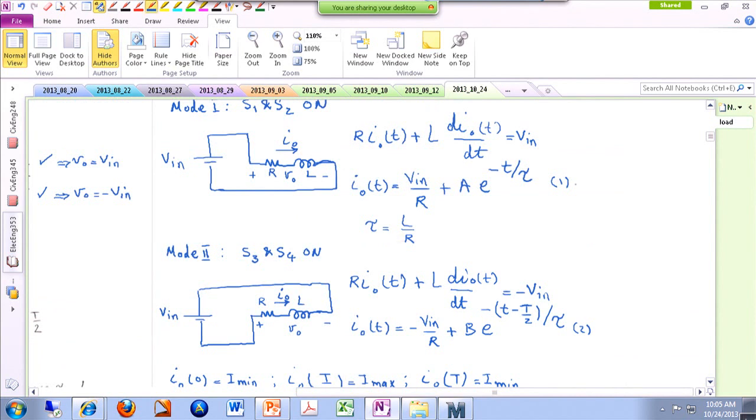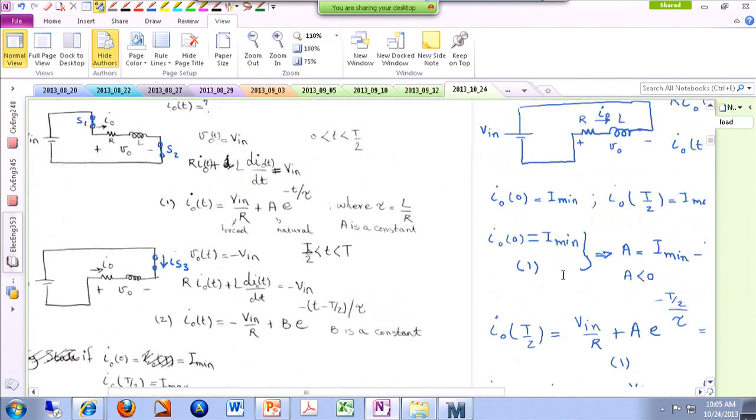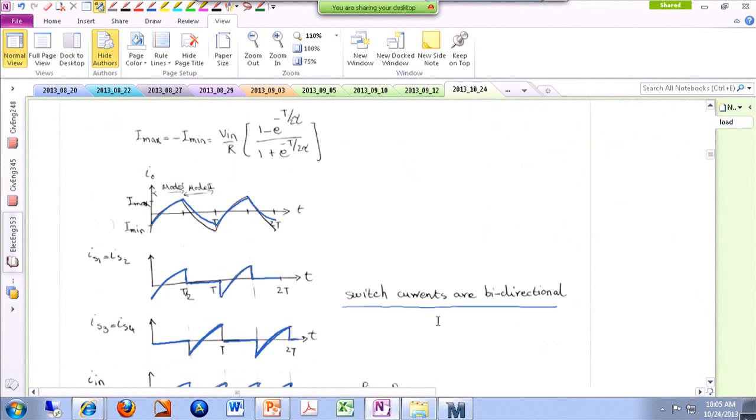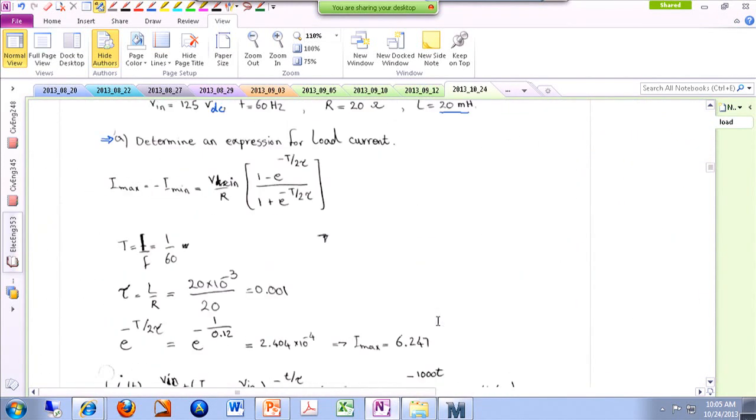So remember, in equation number 1, for instance, Vn and R appear, we can just plug in the numbers, but also A appears, we have to find the value of A, and also tau, which is L over R, so we have to calculate all of them. If you do so, the first thing that you can do is actually find I max and I min.